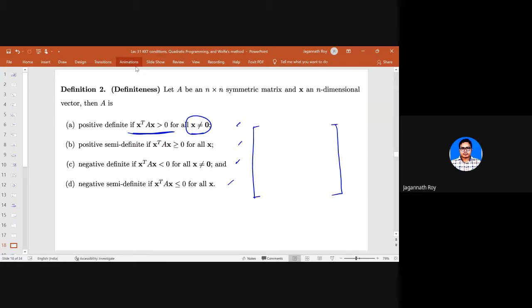Given an n by n order matrix, we find the minor of order 1, that means the first element A11, the minor of order 2, the minor of order 3, and so on. If all the principal minors are positive, then we call it positive definite. So this is a shortcut method that we have discussed.